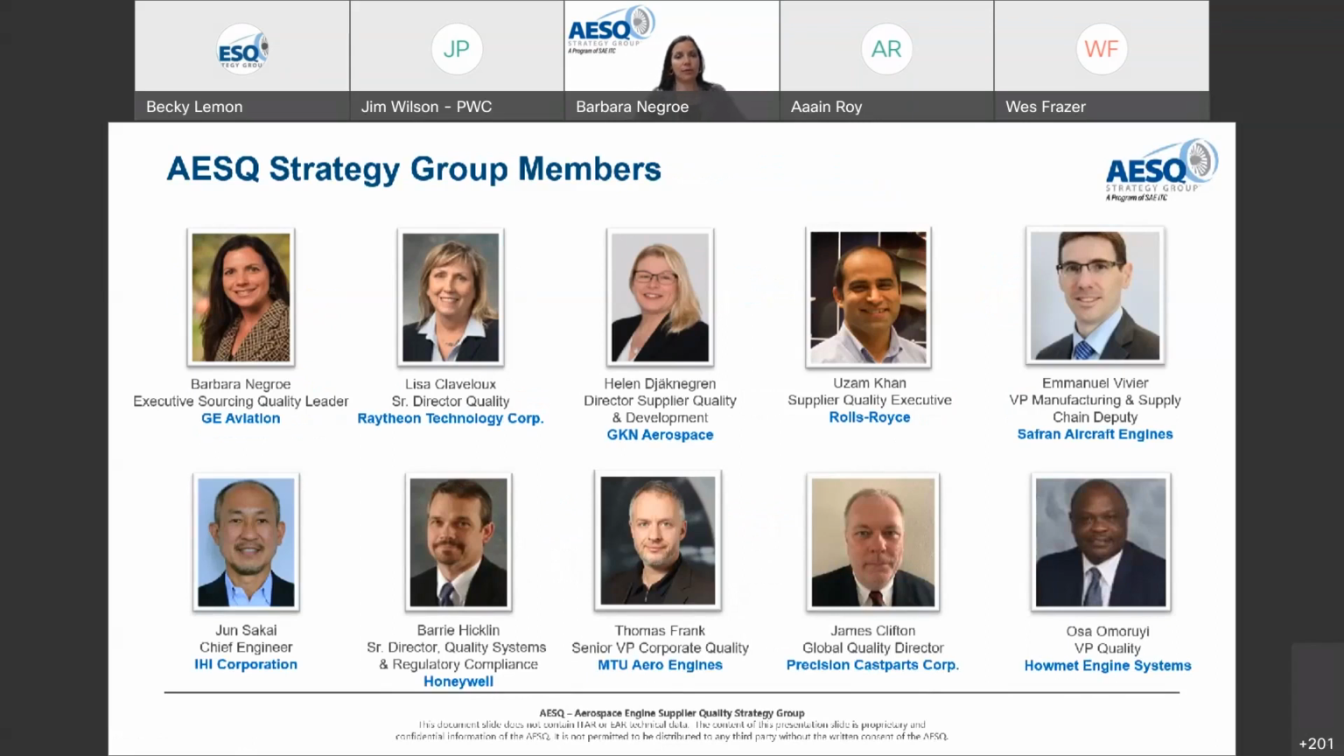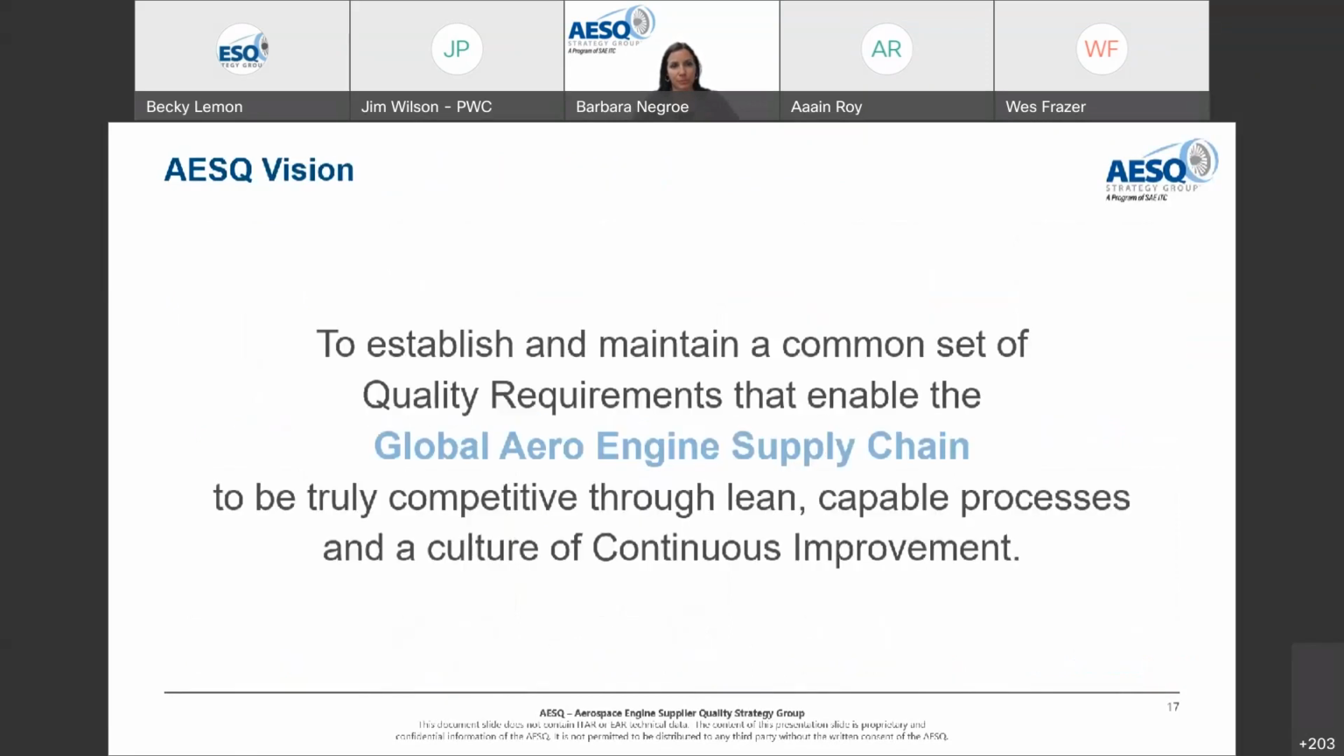This is just the content of the voting members from each of those companies. So like I said, a passionate group of individuals who really care and want to make a difference in the propulsion supply base to do the things I mentioned: simplify standards, improve quality. Next. Our vision is to establish and maintain a common set of quality requirements that enable the global aero engine supply chain to be truly competitive through lean, capable processes and a culture of continuous improvement. Next page.